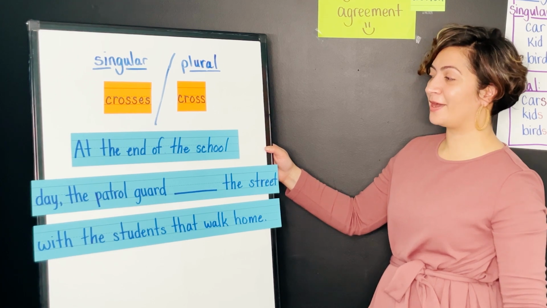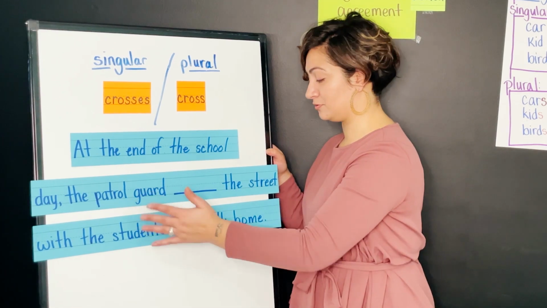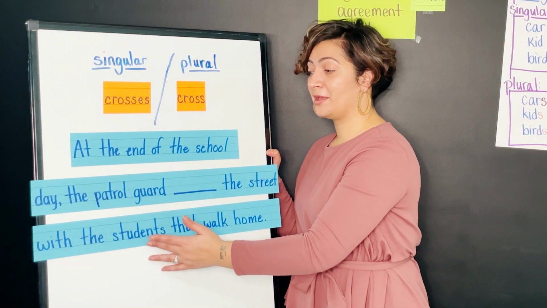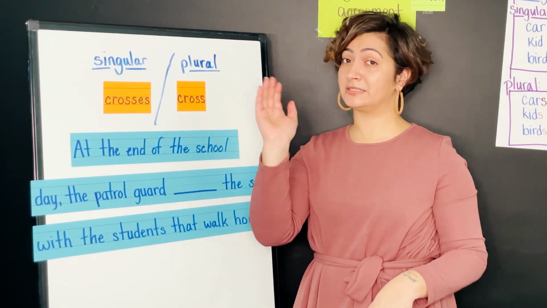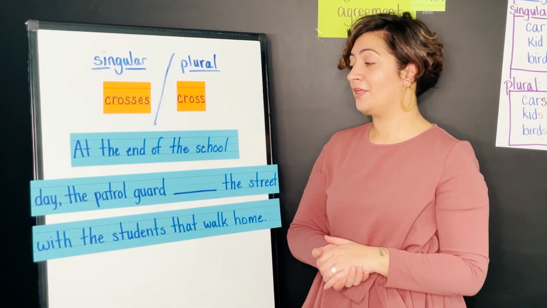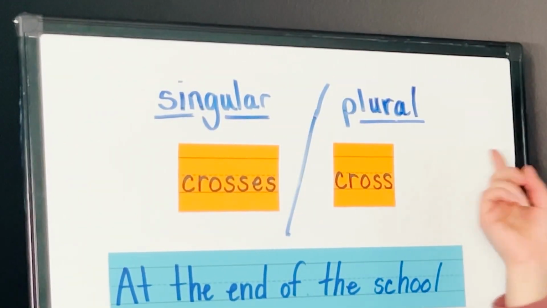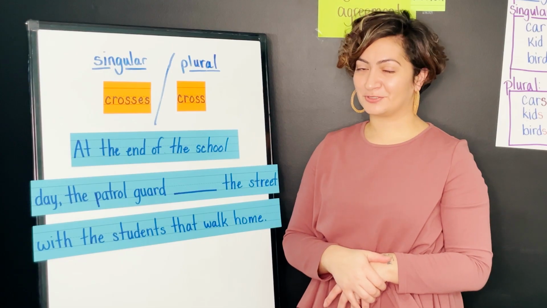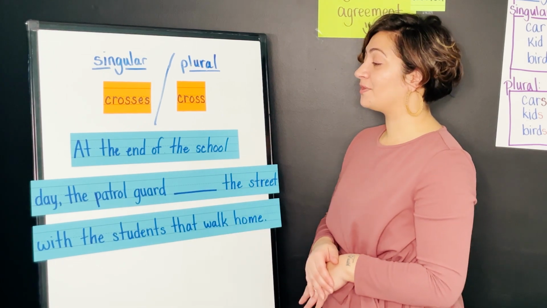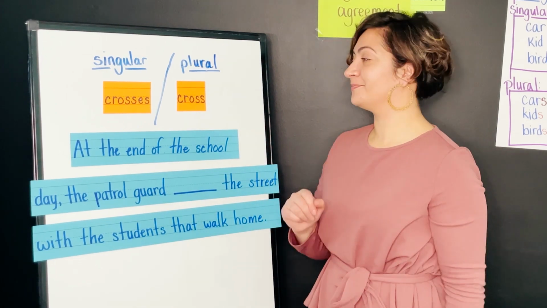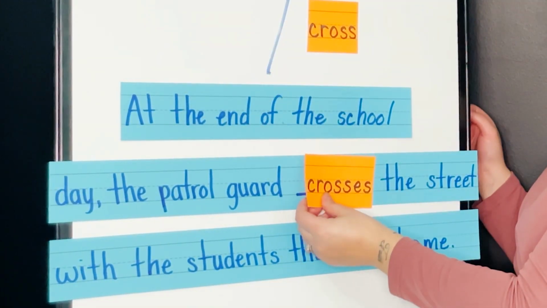All right, so let's think about who the sentence is talking about. There are two subjects in the sentence. There's the patrol guard, and then there's the students. But it's talking about what the patrol guard is doing. So that's the subject that we want the verb to agree with. The patrol guard is what? Is that a singular subject or a plural subject? The patrol guard is just one because there's not an S at the end, right? So the patrol guard is singular. All right, our singular verb is crosses. If you wrote down crosses, you were correct.